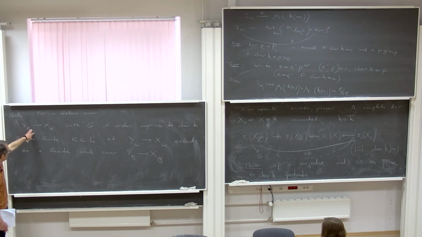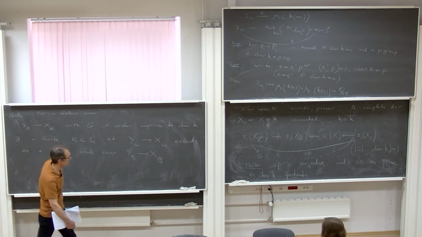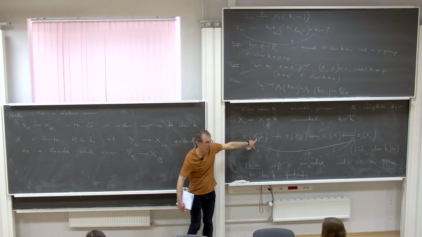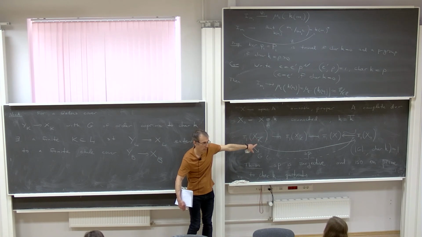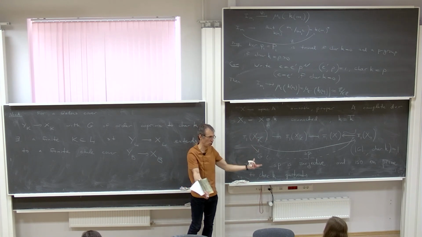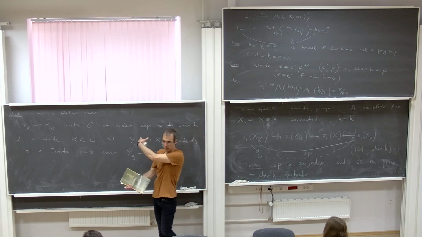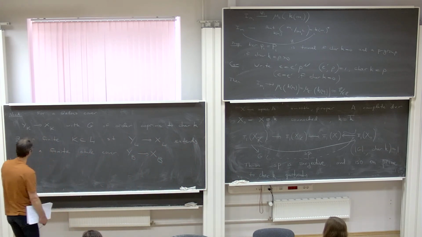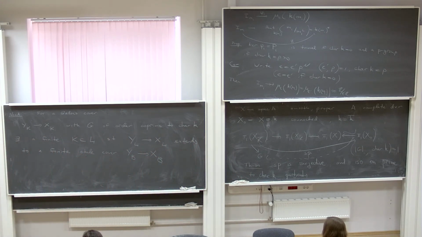Because the cover that I start with here is defined only over K bar. But therefore, it's defined over some finite extension. So by making base change first, you can reduce to this. Okay.